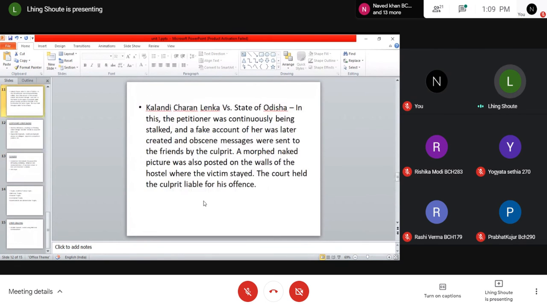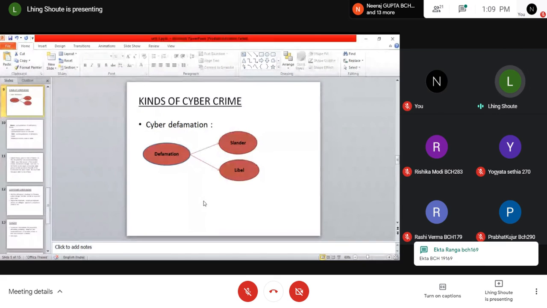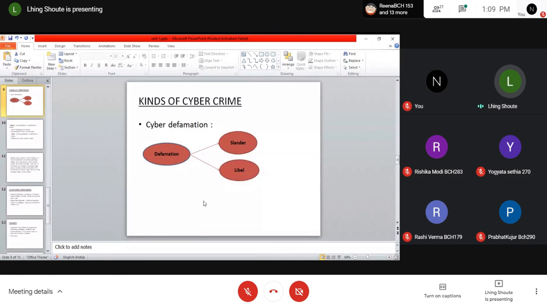Today I'm just going to do these kinds of cyber crime: cyber defamation, which includes slander and libel. Slander is an oral publication of defamatory remarks. Libel is a written publication of defamatory remarks. In these two forms of defamation, the intention is to injure the reputation of the subject, to kill the character. You can relate these concepts to the examples or cases given, or to news reports in the newspaper.